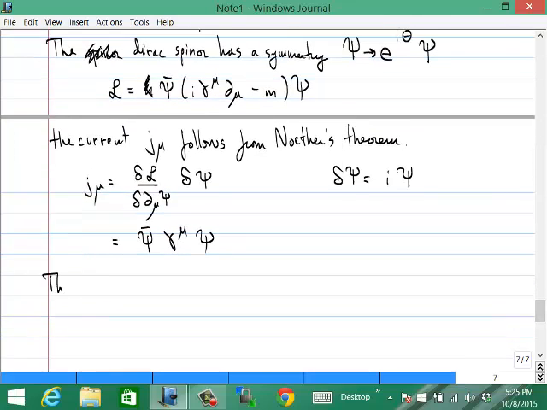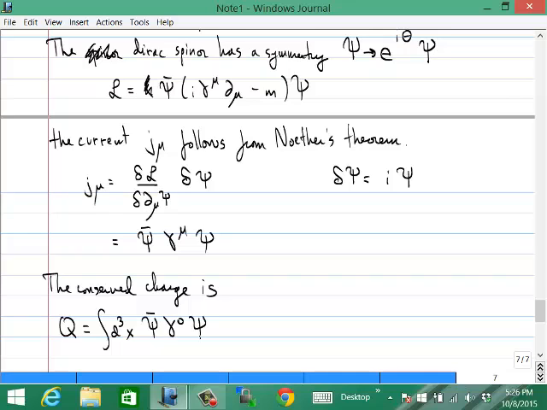And the conserved charge, what is that? Well, it's the integral d³x of J⁰, which is ψ̄ γ⁰ ψ.